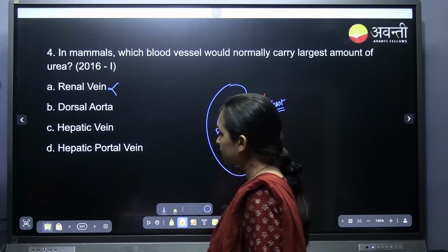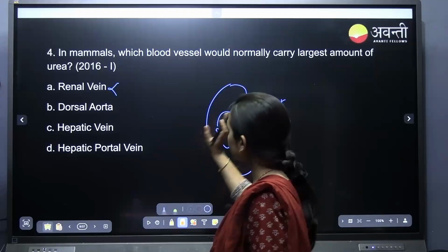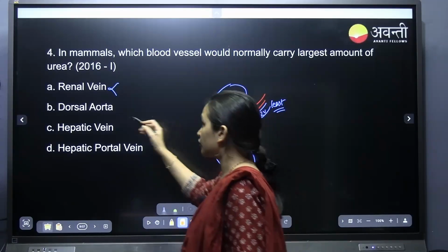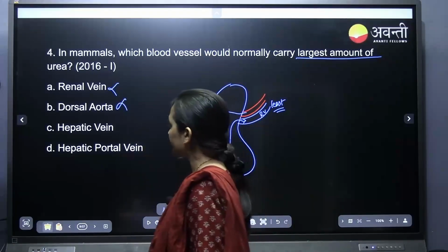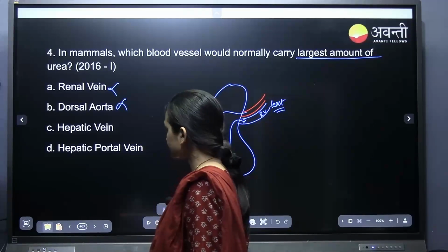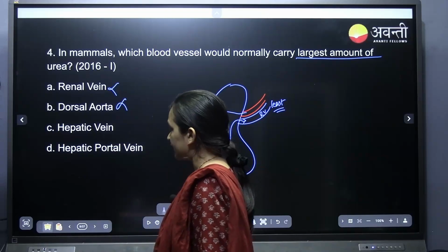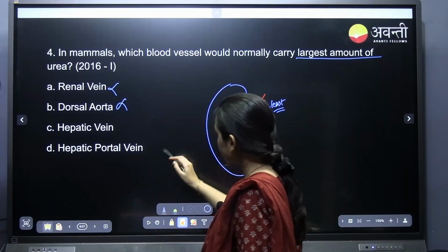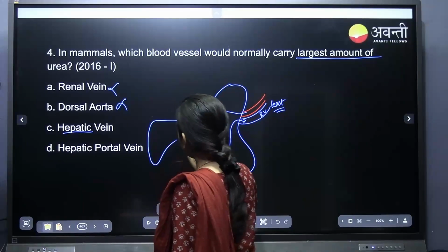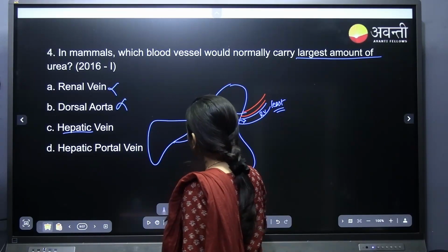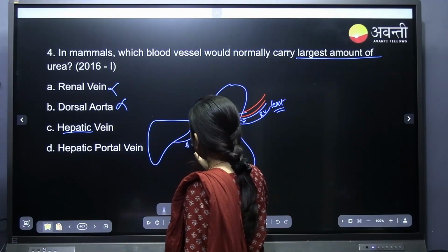Dorsal aorta will have a particular concentration of urea, but we need to find the largest amount of urea. Definitely dorsal aorta will not have it. Hepatic vein, in the sense, this one means liver. The vein coming out of the liver, hepatic vein.